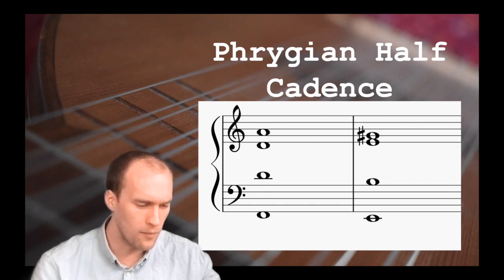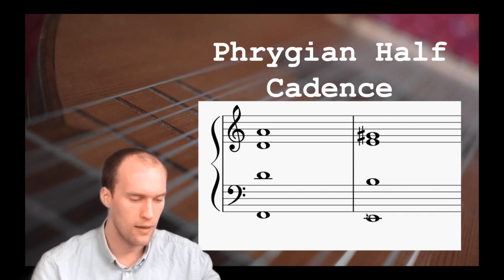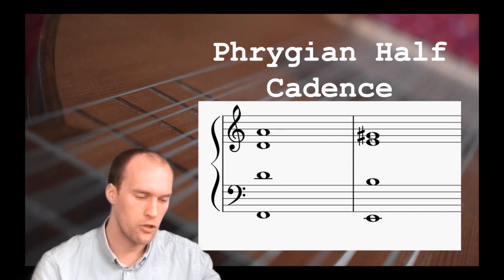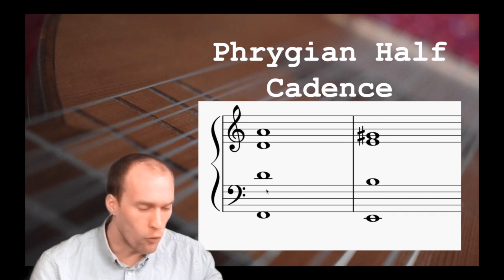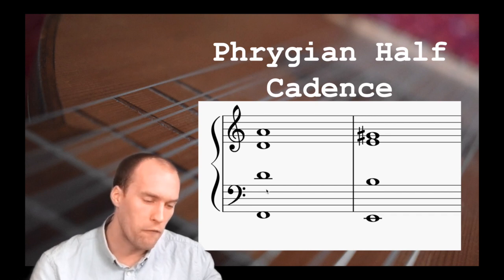Especially if we end up with some nice doubling here, which we do have. We've got two E's, a G sharp, and a B. Voice leading wise, this is fine.